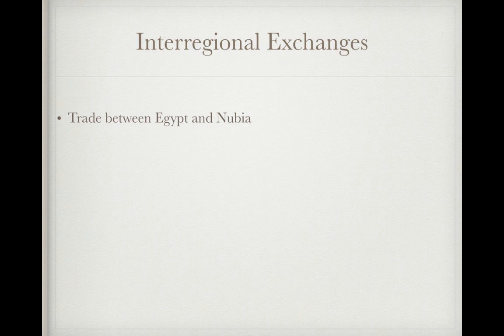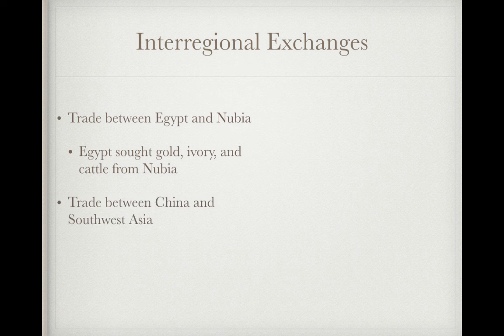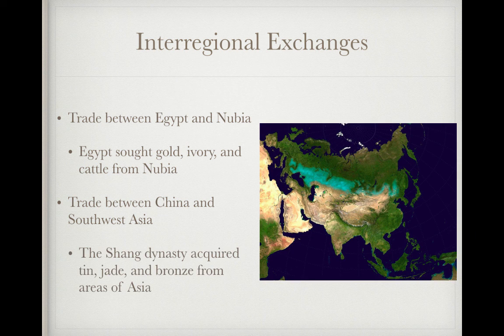Now, trade between Egypt and Nubia to the south. Egypt sought gold, ivory, and cattle from Nubia, and China also traded with other areas of Asia, specifically Southwest Asia, and the Shang dynasty acquired tin, jade, and bronze from areas of Asia. So you see a lot of these civilizations are interacting with each other and exchanging goods.